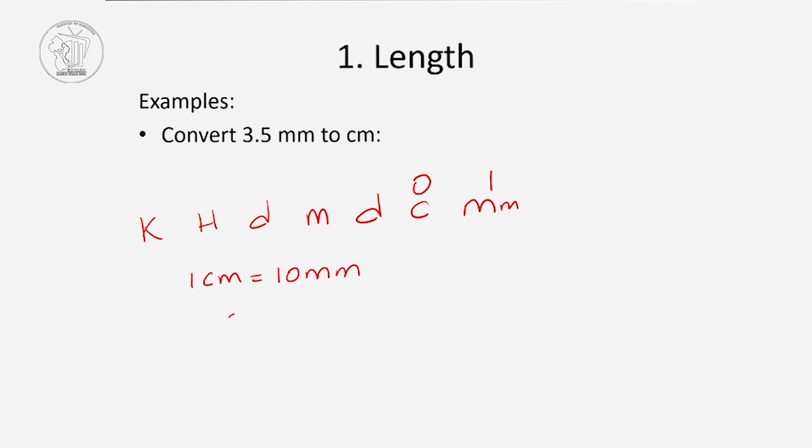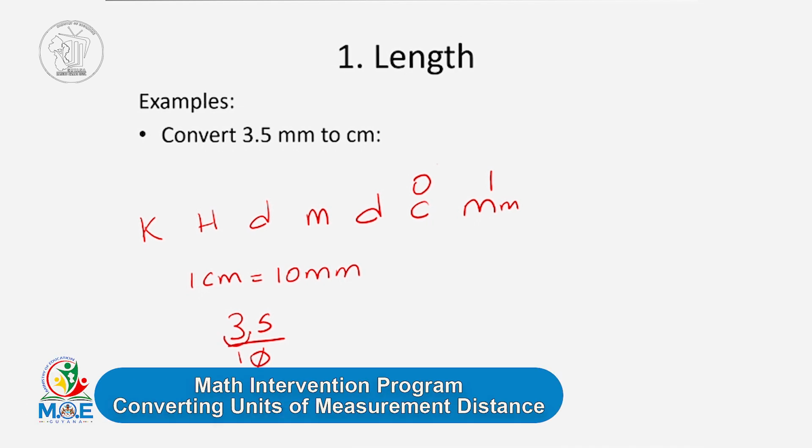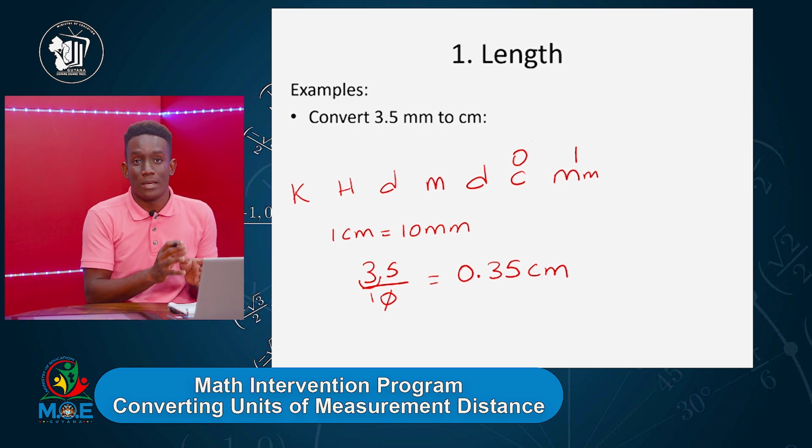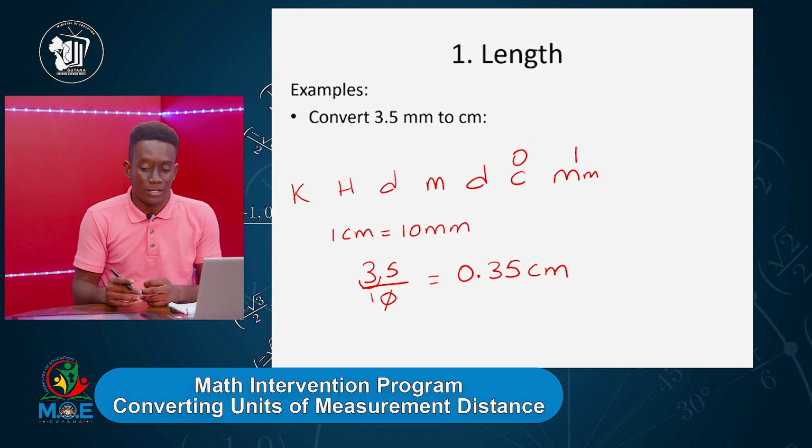So this will be 3.5 divided by 10. And this 0 will carry the decimal point back there. So this is equal to 0.35 cm. And that is how you convert from one unit to the next, from mm to cm.